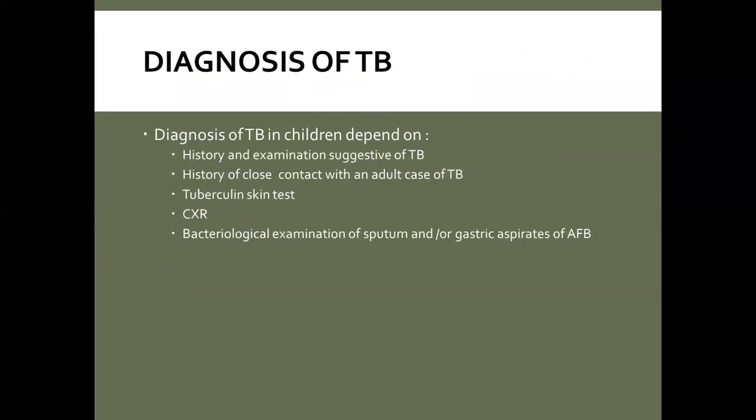So if you want to diagnose tuberculosis in children, you should take a good history and perform a good examination. Is there any history of close contact in the family? Perform a tuberculin skin test, get a chest X-ray, and do pathological examination of sputum or gastric aspirate for AFB. Usually, we suggest taking an early morning sample of sputum, or gastric aspirate by passing an NG tube, and sending it for AFB and culture.